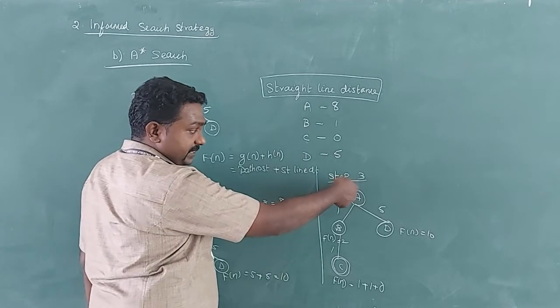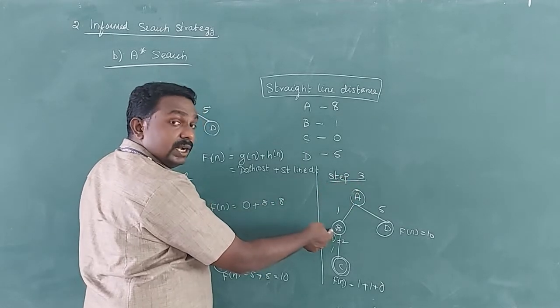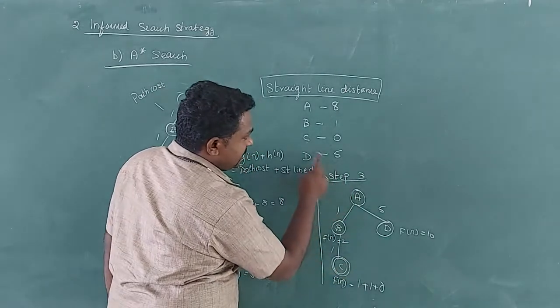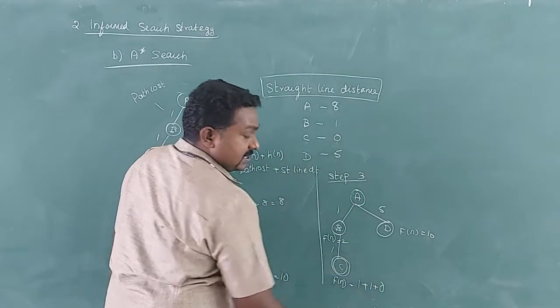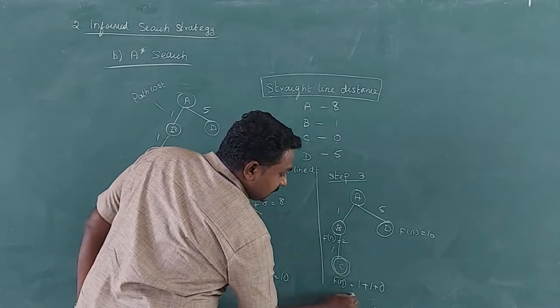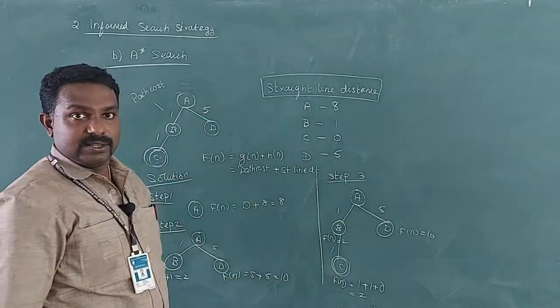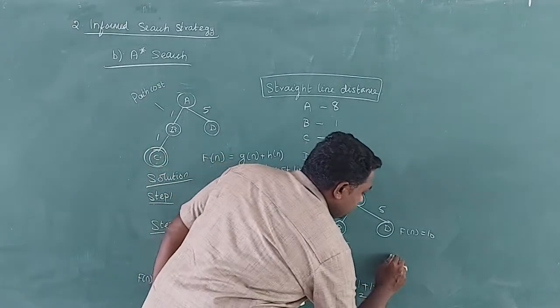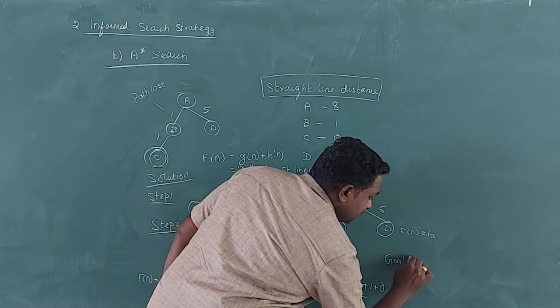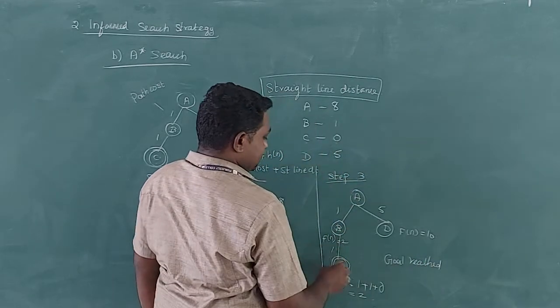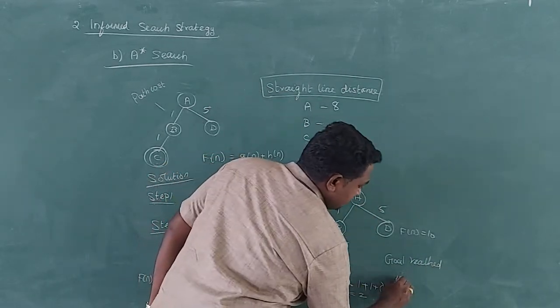You have to start from the first. So A to B it is 1, B to C it is 1 again. So 1 plus 1 plus straight line distance value 0. So totally the path cost is 2, and if you see, this is our goal state also. Hence, you can mention as goal has been reached. And the solution path is A, B, C.